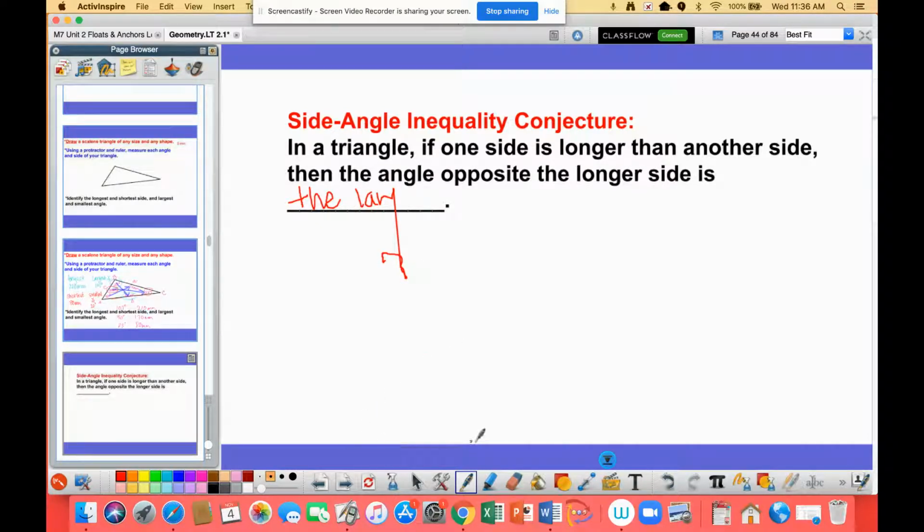Whoops. Let's get rid of that. Y'all know I've got this little button on my pen and it's hard to not push that button. So is the largest angle.